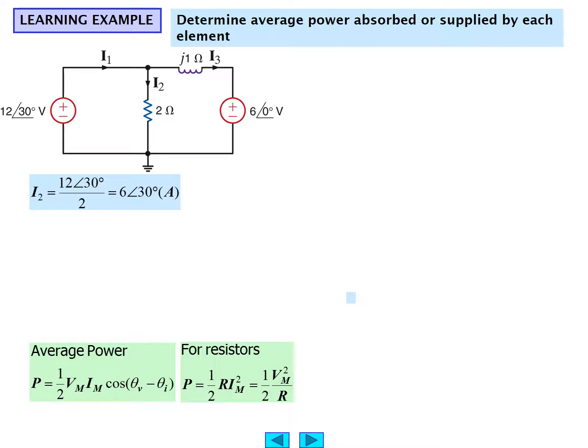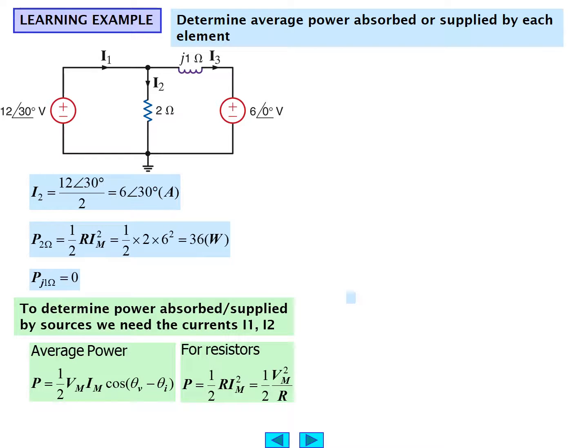So let's calculate I2, which is the current through the 2 ohm resistor. Since we already know the voltage across it, it's set by the voltage source to the left. 12 angle 30 divided by 2 gives us 6 angle 30 degrees amperes for I2. And therefore the power in the 2 ohm resistor, 1/2 R I sub m, in this case I2, squared, 1/2 times 2 times 6 squared, 36 watts. The power in the inductor, of course, is 0 because it does not consume any power.